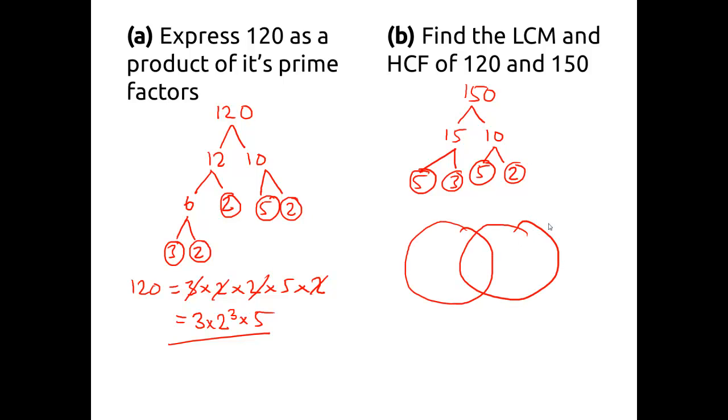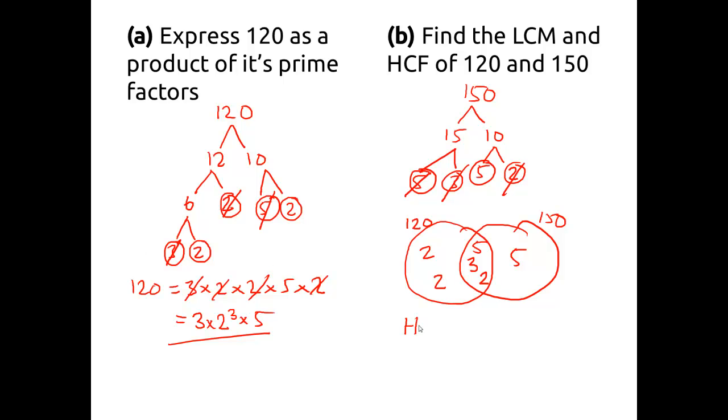This circle is for 150 and this one is for 120. Anything that is common in those two, I'm going to write in the middle here where the circles overlap. And what's unique for these two numbers goes in these two areas. I see that I have a 5 that's common in both. So I cross out a 5 in each side, I'll write 5 in here. I have a 3 that's common in both, I'll write 3 in here. I also have a 2 that's common in both, and I'll write 2 in here. What's left over is a 5 for this side and 2 2s for that side.